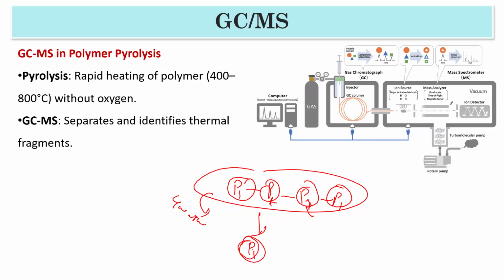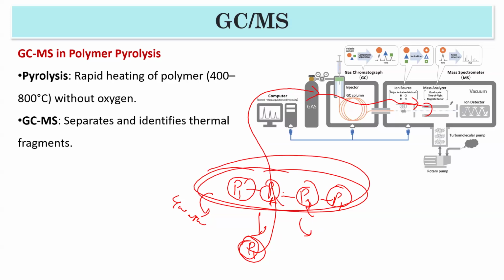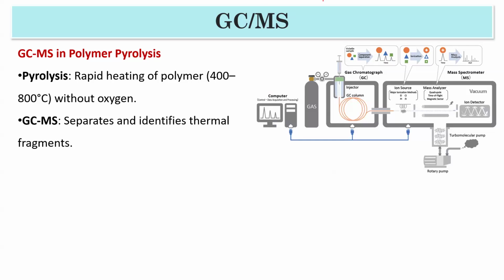Now this is a small molecule, so you can pass it to the GC, and if it goes to a mass spectrometer, you can know the molecular weight. Using this method, you can estimate the molecular weight of your unit. I just wanted to highlight that. So for GC-MS of a polymer, you should first do the pyrolysis, and GC will help in separating and also identifying thermal fragments.